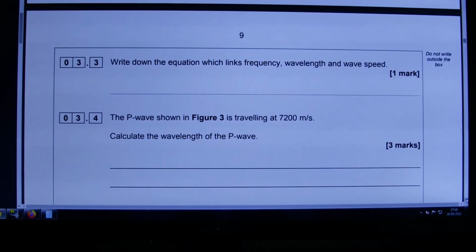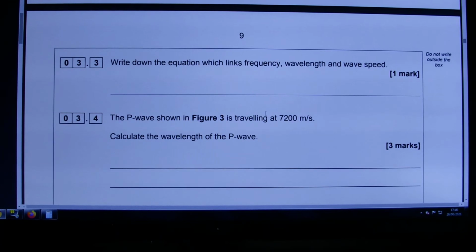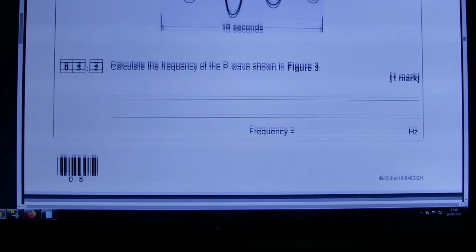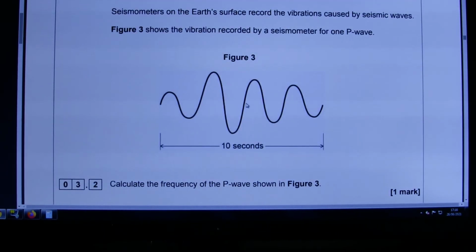Travelling at 7,200 meters per second is the P wave shown in figure 3, that one that we already saw. Calculate the wavelength. Well, we know the frequency is 0.4 because it went 4 times in 10 seconds, so it's once in 2.5 seconds, so it's 0.4 times in 1 second. Duh.